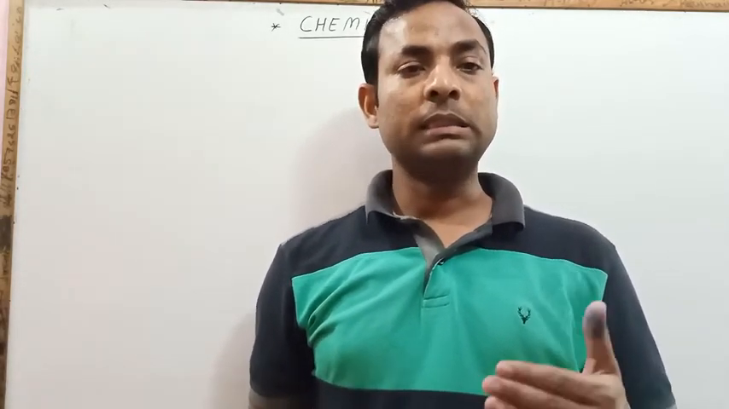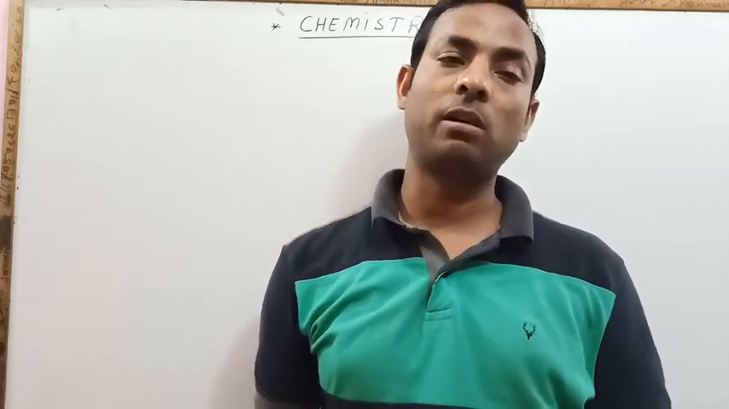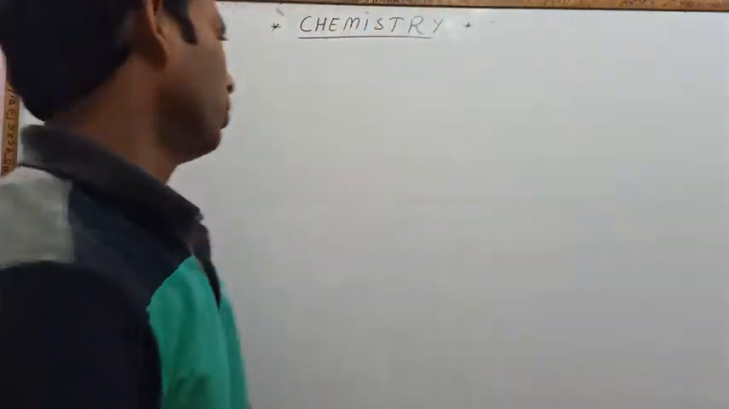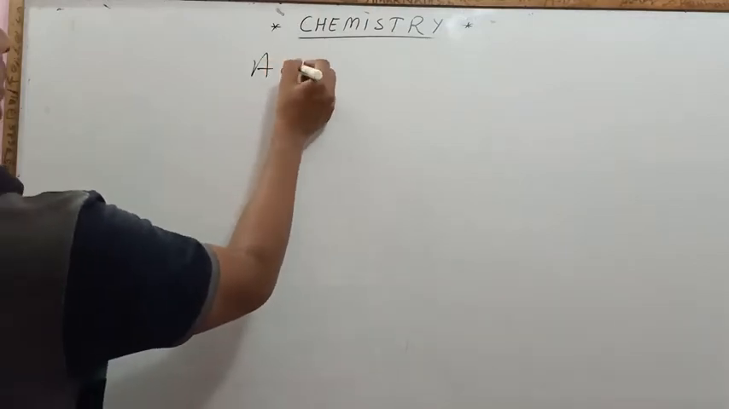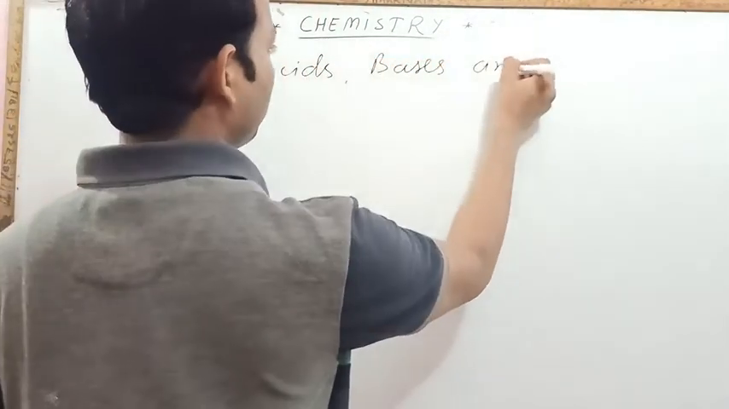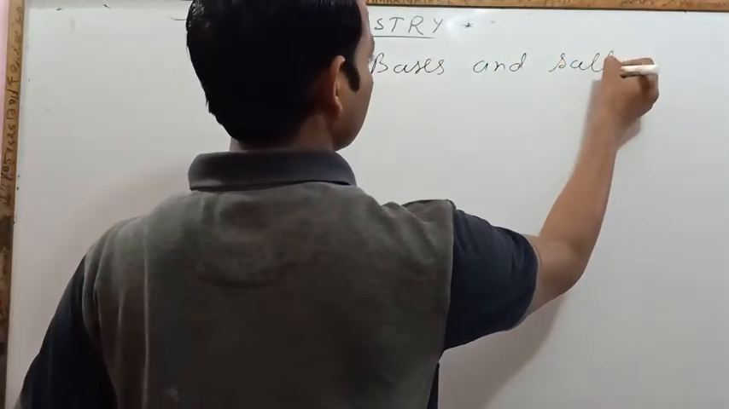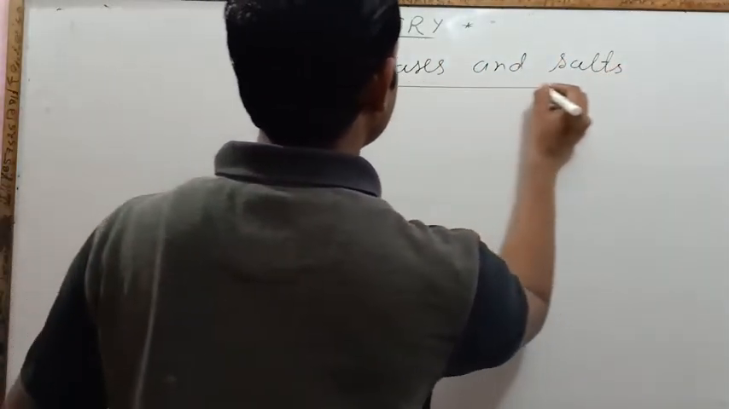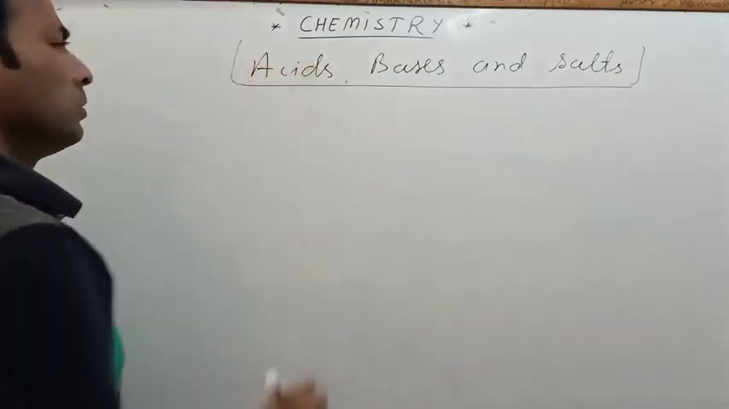So today I am going to start acid, base and salt. This is a section of class 10, but these chapters belong to class 12th, 11th, 9th also. These are important for all the classes. So the chapter name is Acids, Bases and Salts. These are chapters of class 10 chemistry.